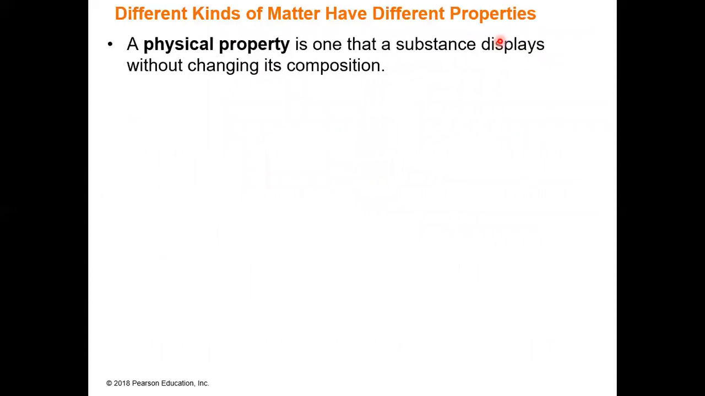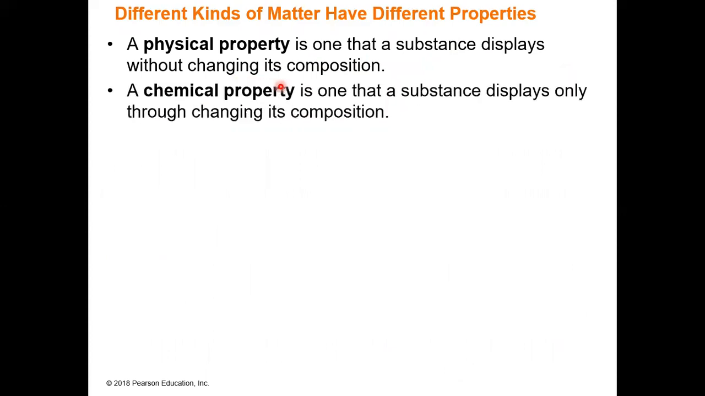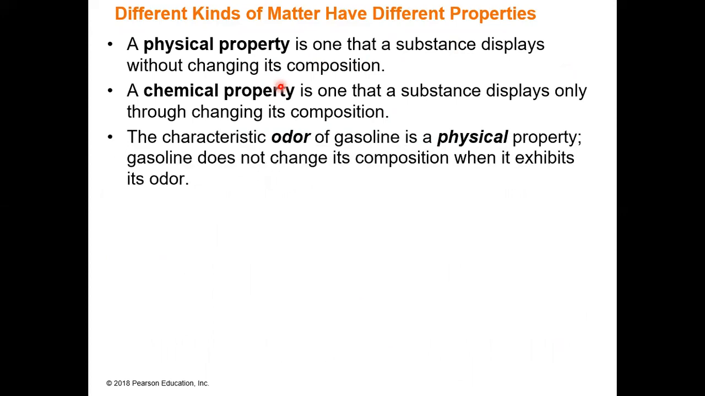Different kinds of matter have different properties. A physical property is one that a substance displays without changing its composition. A chemical property is one that a substance displays only through changing its composition or changing its identity. The characteristic odor of gasoline is a physical property. Gasoline does not change its composition when it exhibits its odor.